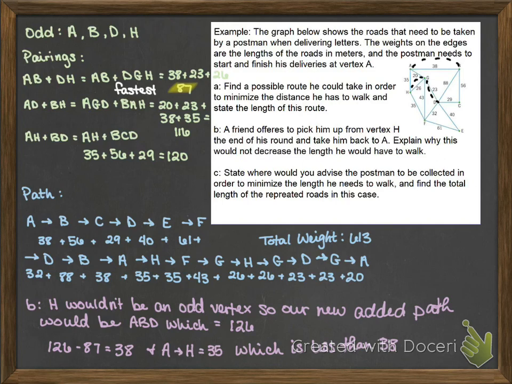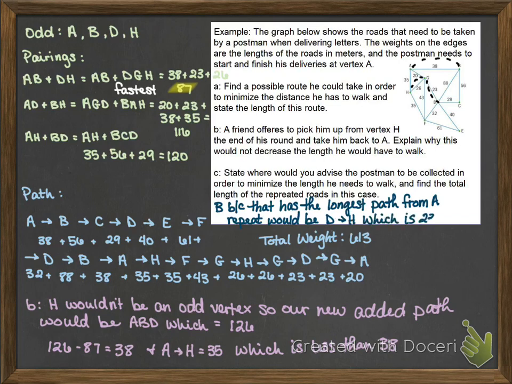And then for C, state where you would advise the postman to collect. So this is us thinking about what odd vertex we should take out to maximize, and that would be B. Taking B out would maximize because you take that odd vertex out. So then our repeat would be D to H, which is a weight of 49.